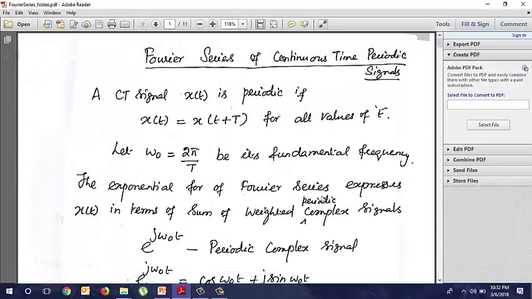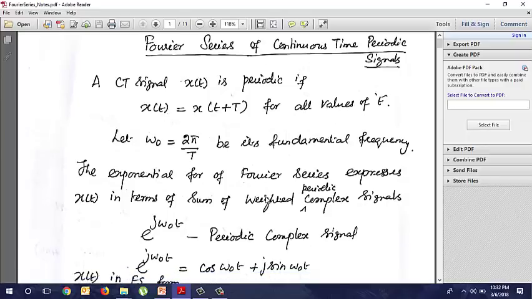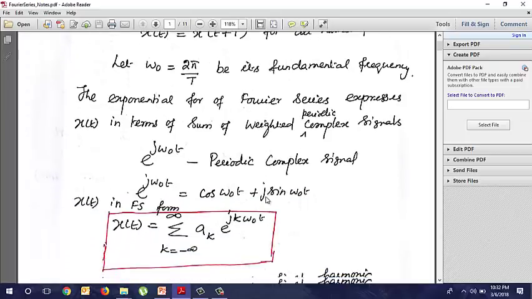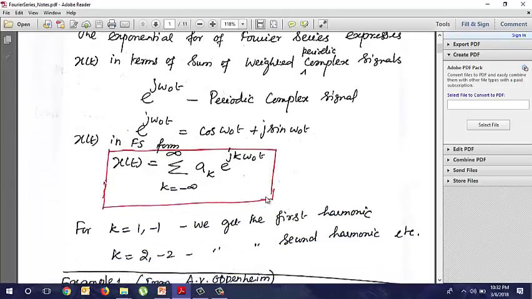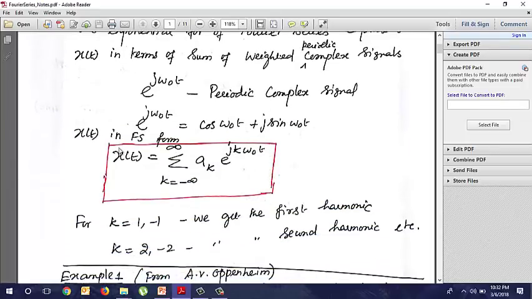Now let us see some examples. This PDF I will be uploading. You can refer to this PDF. First let us see the exponential Fourier series. Here I have used Ak instead of C. This uses the Euler's identity.